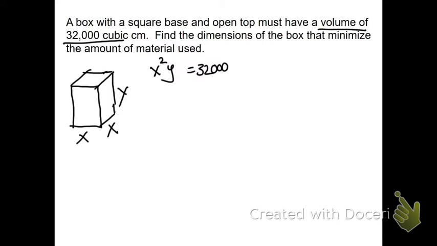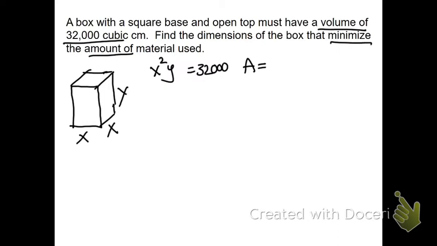Okay? Next, we're minimizing the amount of material used. Amount of material used. Well, that's actually the area of the material. You're really finding the surface area. Okay? So let's figure out what formula we're going to use. We're going to have to figure out that formula on our own, and let's give it a name. Minimizing the amount of material? I'll use an A for that.